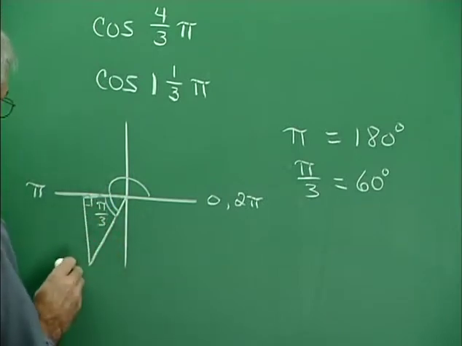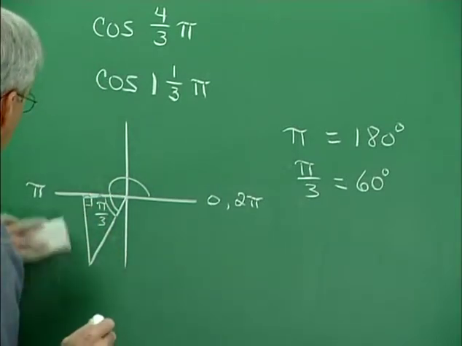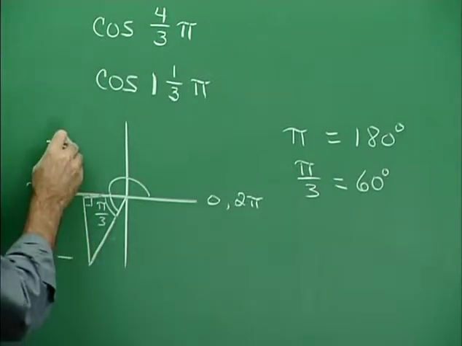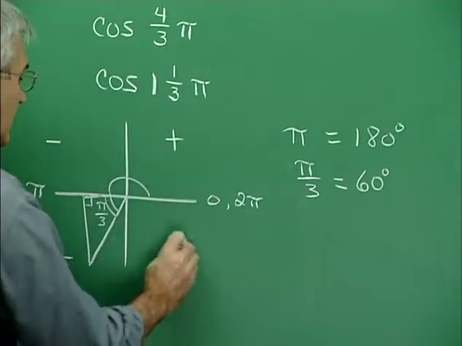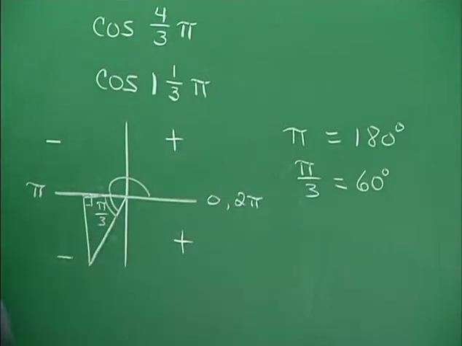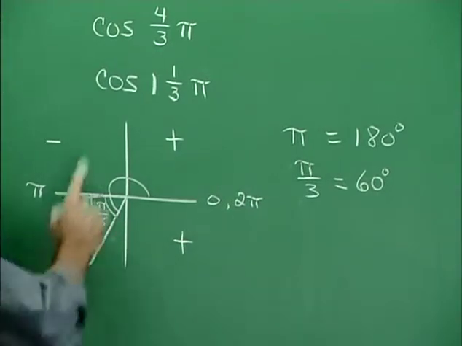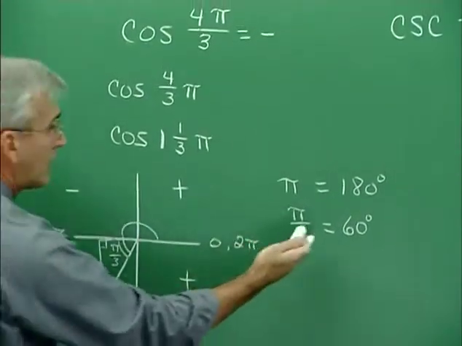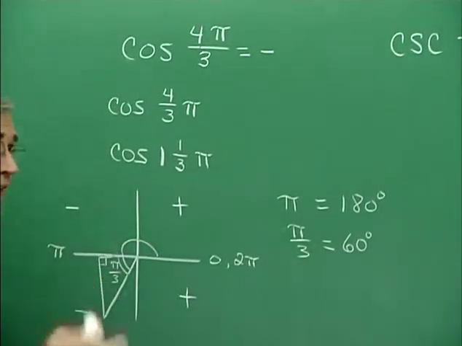It's the x idea, and so the cosine of angles in the third quadrant are negative, and also negative in the second quadrant, but positive in the first and fourth. Okay, I remember that now. So I know this much, that the cosine of this angle is going to be negative, and now all I have to do is figure out the cosine of 60 degrees. Well, I forgot what it was.